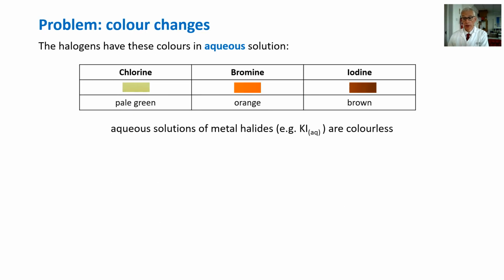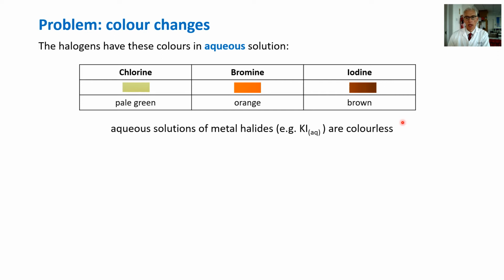The OCR specification includes in the additional guidance the colours of aqueous solutions of the halogens, and they're used to predict colour changes in displacement reactions. So you are expected to know that chlorine is pale green, probably not as intensely green as that in a solution. Bromine is orange, again that is quite a concentrated solution, and iodine is brown, again quite a concentrated solution, but those are the solution colours included or described in the approved textbook.